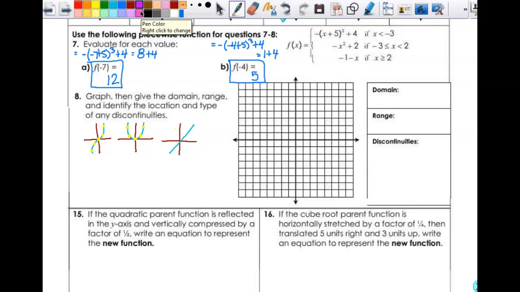The second thing is I need to find my boundaries. This graphing is the same graphing we've been doing. The difference between this and piecewise functions is that I have boundaries, so I have to actually substitute this in. I substitute in a negative 3. Negative 3 plus 5 is 2. 2 cubed is 8, and that makes that negative. So negative 8 plus 4, that's negative 4.